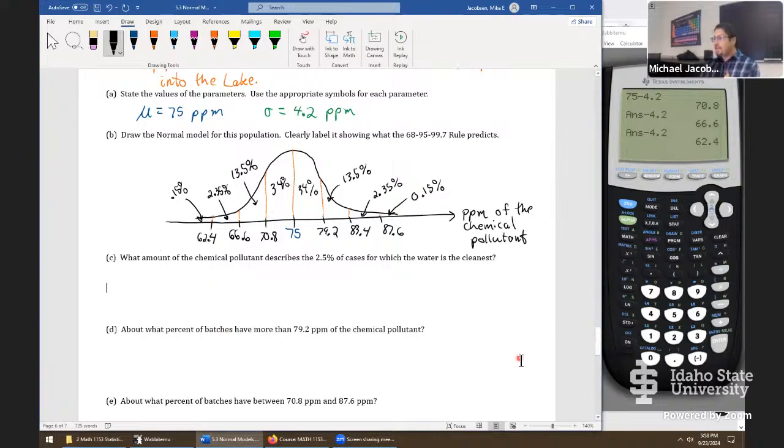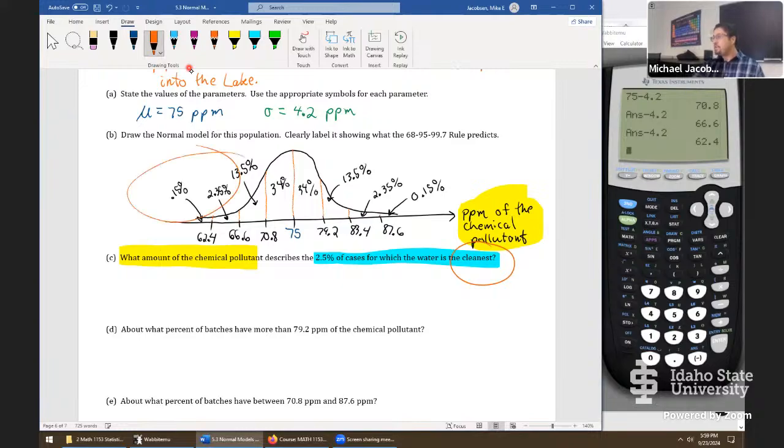Let's come down here. They ask, what amount of the chemical pollutant? So if they're talking about that, we're trying to get something off the x-axis. Describes the 2.5% of cases for which the water is the cleanest. We have to decide, cleanest water, is that going to be the left tail or is that going to be the right tail? Some say to the right. How about to the left? Anyone for to the left? Yeah, go ahead. Yeah, I agree. To the left for this one.